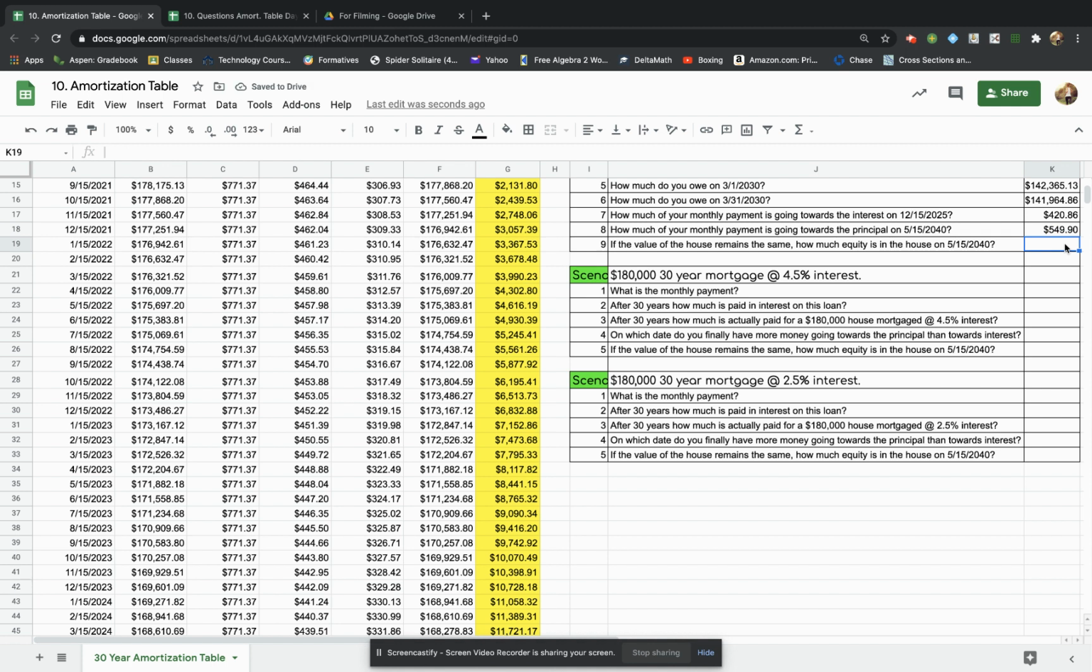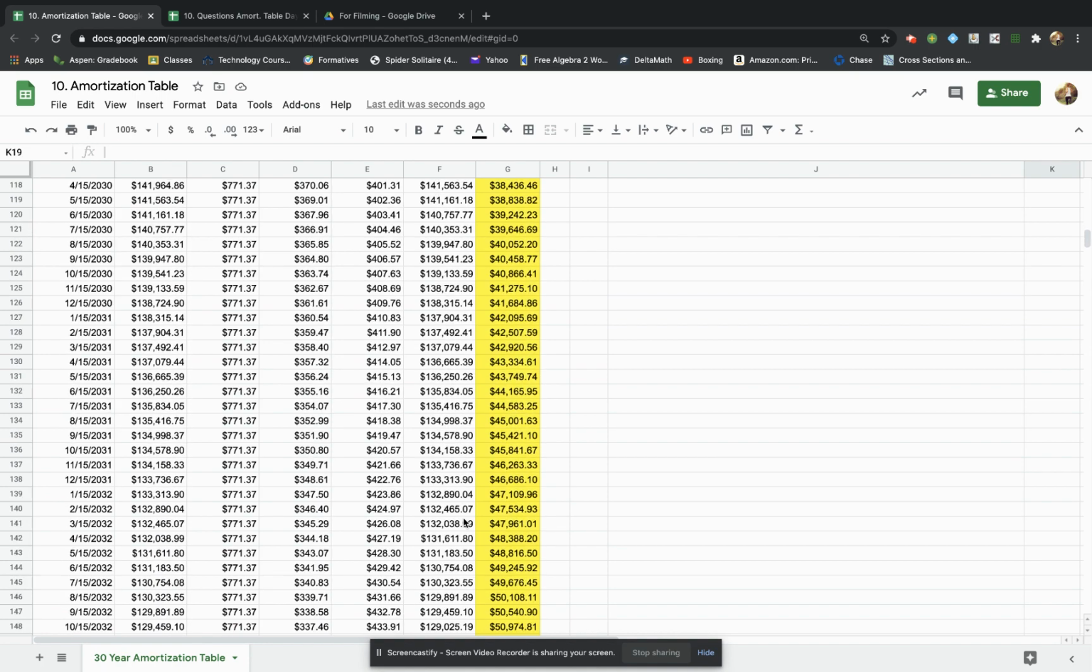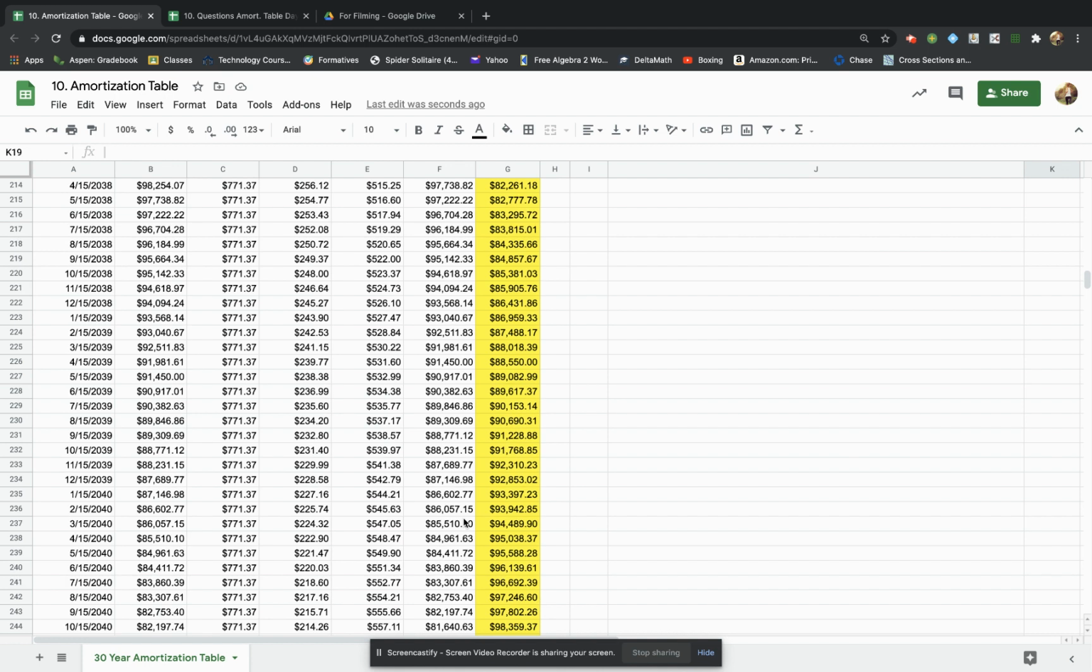If the value of the house remains the same, how much equity is in the house on 5/15/2040? So same date. Now we want to know the equity. Now that would only be if the house was still worth 180,000. As I was saying before, it's going to be worth more than that. But for this argument's sake, we're going to pretend it's the same. So on 5/15/2040, we have this lovely number. You're going to have $95,588.28 in equity.